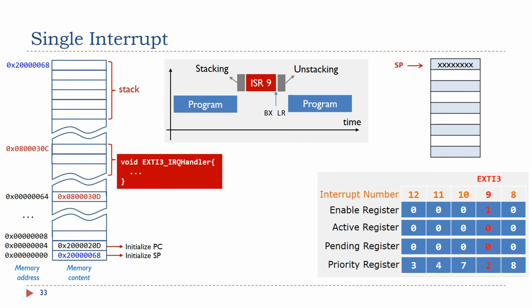As a result, the processor can successfully continue to execute the user program, which has been interrupted by the external interrupt 3.